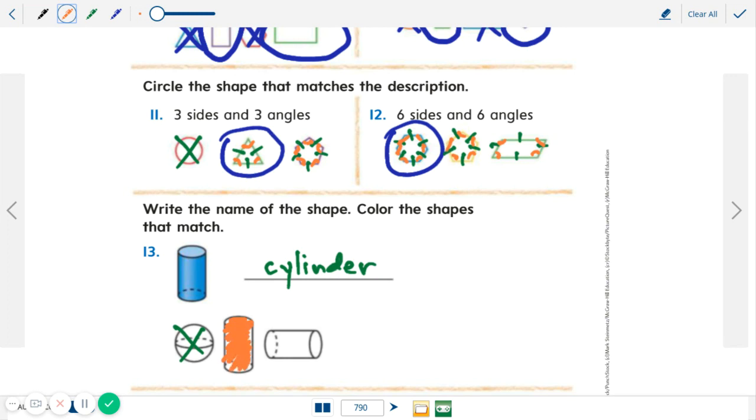It doesn't have to be perfect. And the last shape does look like a cylinder. Just turned to the side.